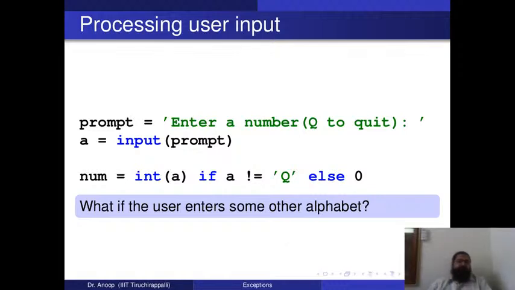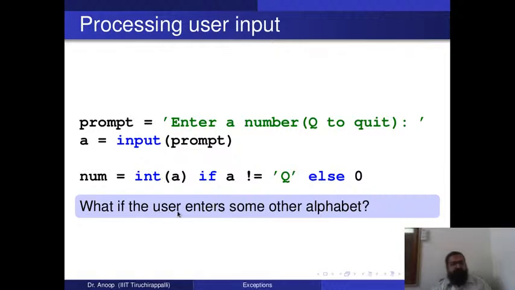So next let's try to look at this particular program, this code. Okay, these 3 lines of code, what does it do? So prompt is equal to 'enter a number and q to quit', a is equal to input of prompt, and num is equal to int of a if a not equal to q, else 0. Which means that if the value of a is q, then you will return 0 to num. Otherwise, the value of a will be int of a, whatever you have entered there.